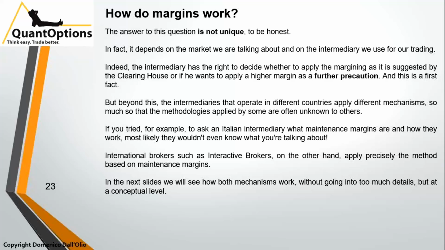But beyond this, the intermediaries that operate in different countries apply different mechanisms, so much so that the methodologies applied by some are often unknown to others. If you tried, for instance, to ask an Italian intermediary what maintenance margins are and how they work, most likely they wouldn't even know what you're talking about. International brokers such as Interactive Brokers, on the other hand, apply precisely the method based on maintenance margins. In the next slides, we will see how both mechanisms work, without going into too much detail, but at a conceptual level.